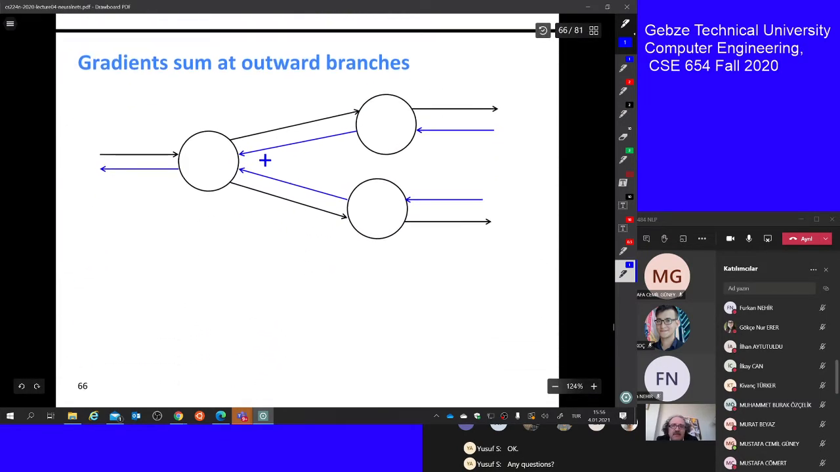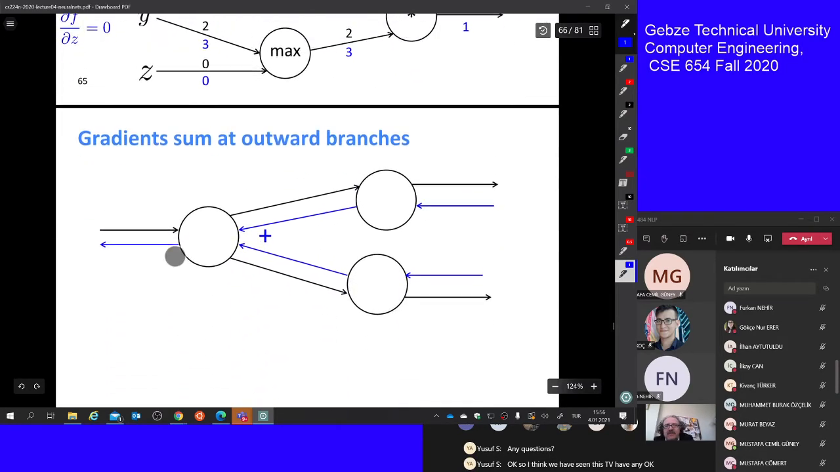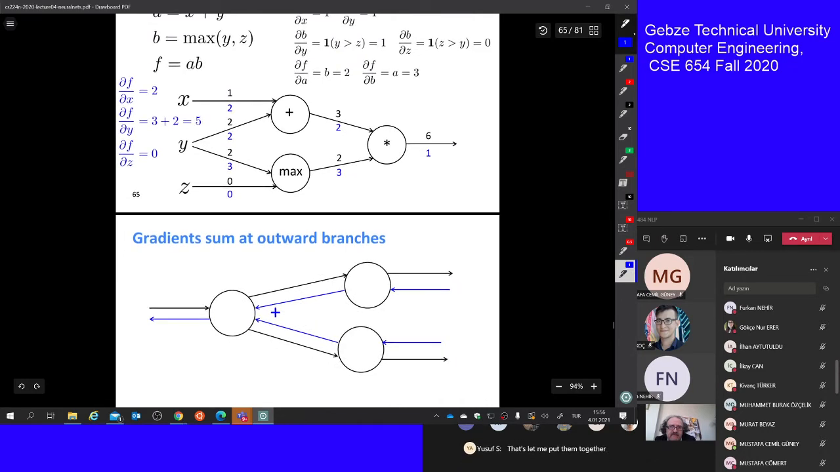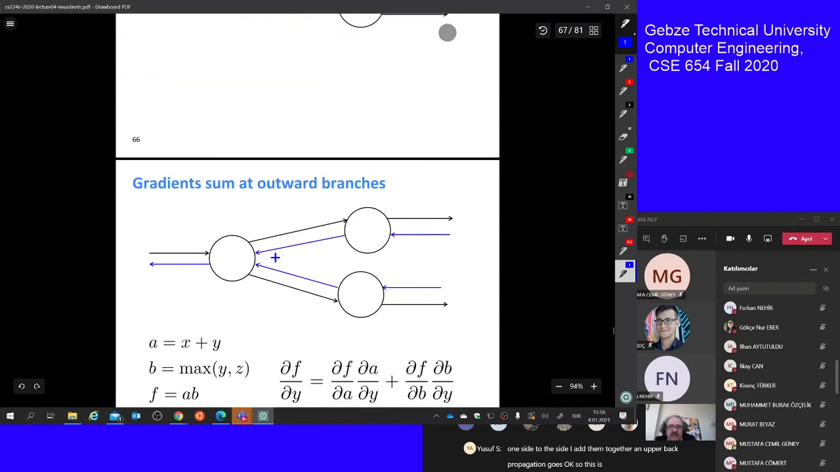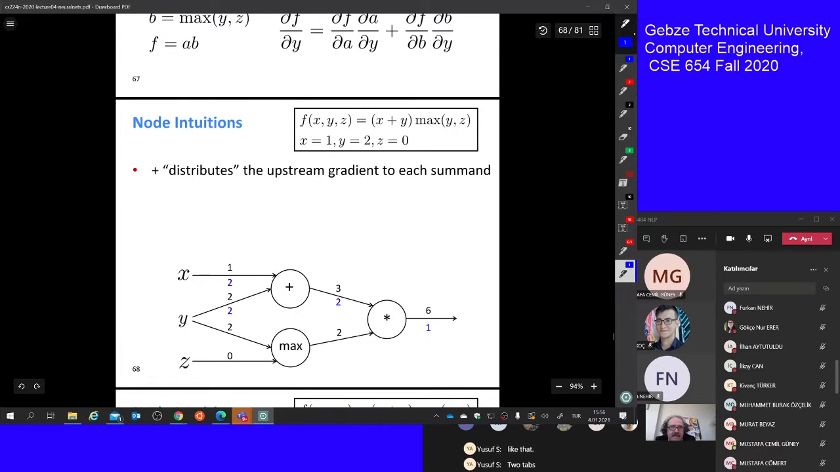Okay, so I think we have seen this. So with the y I have this, right? Let me put them together. Y branches out of a branch. When the back propagation comes from one side to the other side, I add them together and back propagation goes. So this is gradient summit branches like that 2 times. Okay, I did that. What else?